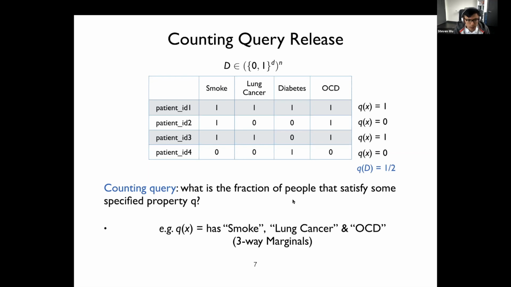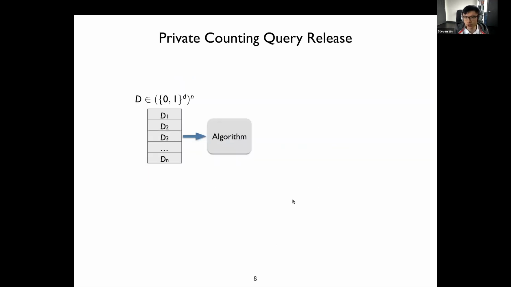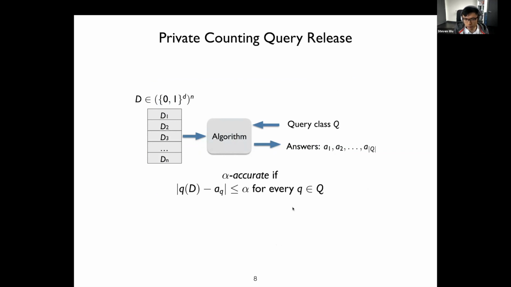So very simple. The goal of releasing these kinds of counting queries is to take a class of queries as input, provide one answer for each query, and be accurate. We say the set of answers you release is alpha accurate if, for every query, the true answer evaluated on the private data set is alpha close to the released answer. This is perhaps one of the most well-studied problems in differential privacy.